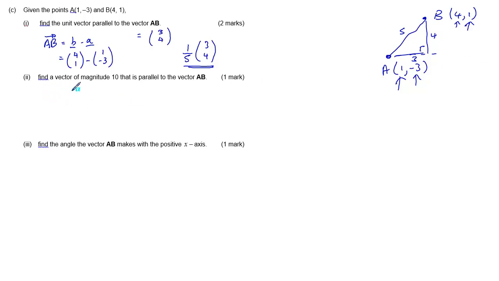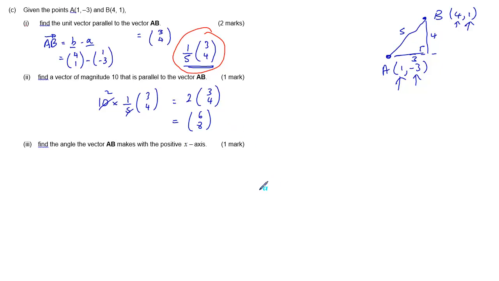Now we want to find a vector of magnitude 10 that's parallel to the vector AB. Well, this one's a unit vector, so it's got a magnitude of 1 and it's parallel to AB. So we'll just do 10 times 1/5 of (3, 4). Cancel here, and that's twice (3, 4), which we can easily write as (6, 8).